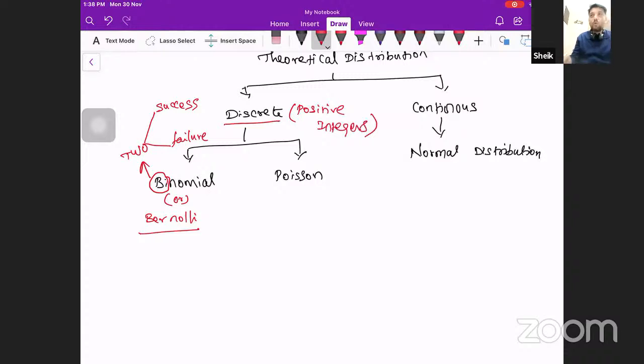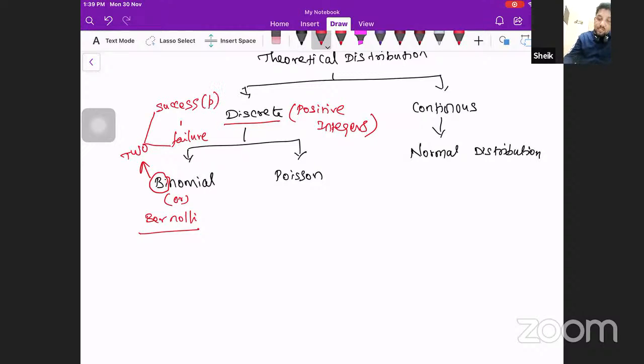Actually, a discrete variable can take negative integers also. But in binomial distribution and Poisson distribution, x we always take as a positive integer. That is, x values like -2, -3 are not possible in binomial as well as Poisson, my dear. Now, each trial must be associated with two mutually exclusive and exhaustive outcomes, success and failure.